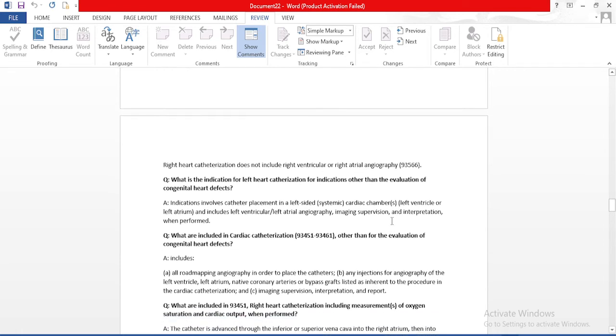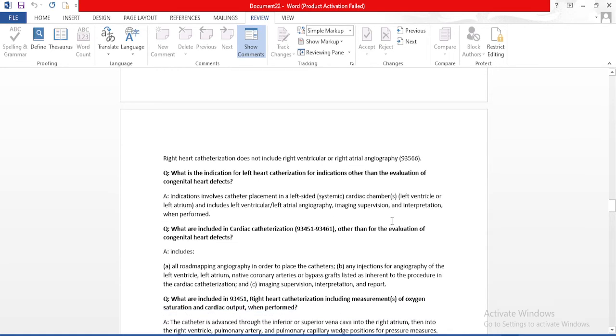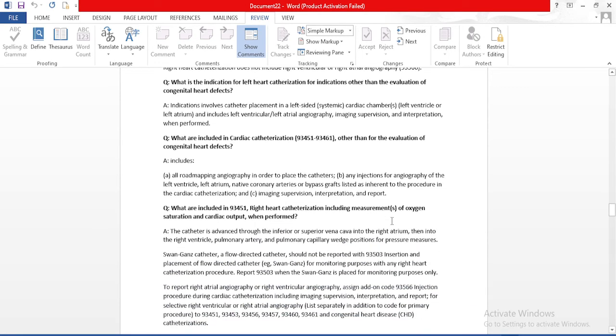Next question. Right heart catheterization does not include right ventricular or right atrial angiography. Next question. What is the indication for left heart catheterization for indications other than the evaluation of congenital heart defects? The indications for left heart catheterization involve catheter placement in left-sided cardiac chambers like the left ventricle or left atrium, and include left ventricular angiography, left atrial angiography, imaging supervision and interpretation when performed.